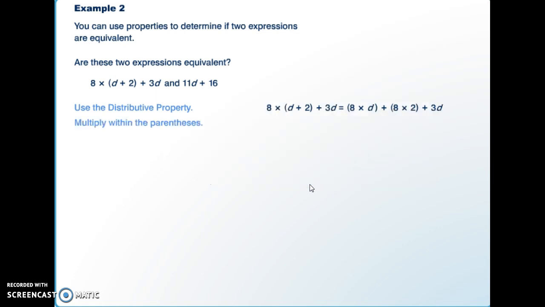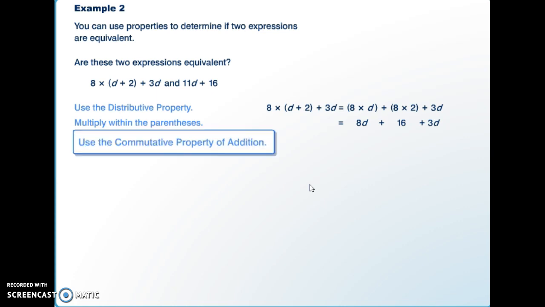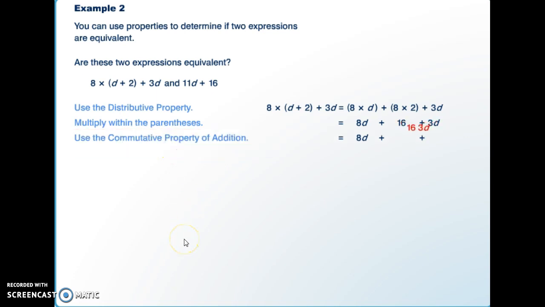Multiply within the parentheses. Use the commutative property of addition to change the order of the addends. Click to apply the commutative property of addition. Use parentheses to group like terms. Now you can combine like terms.